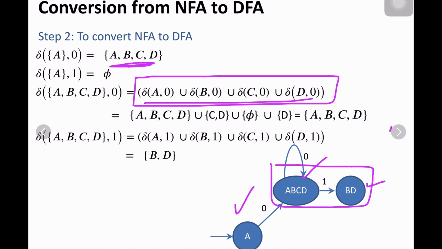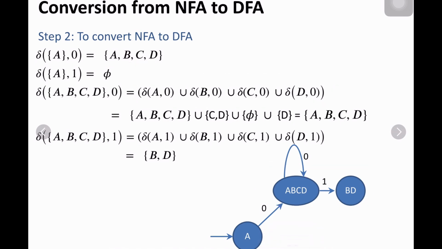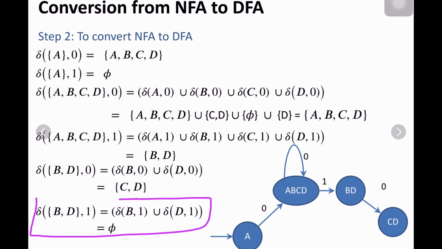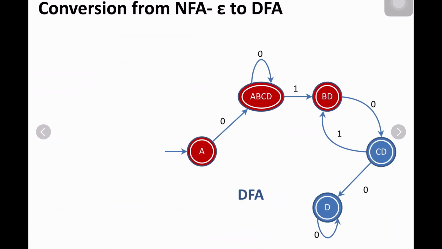What is the next new state? BD. So BD can be taken now. BD on 0, you can split that: B on 0 goes to C, and D on 0 goes to D. So we will get CD. Then BD on 1: B on 1 is phi, D on 1 is also phi. There is no transition at all. So from this BD, you get one new state, CD, right?